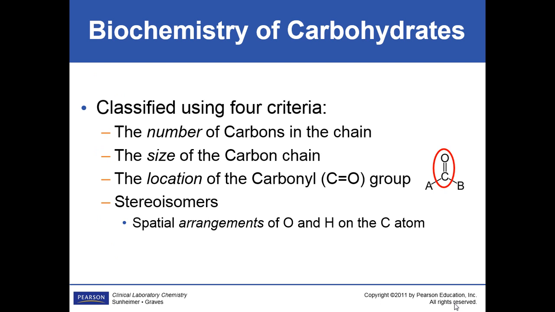We classify carbohydrates with 4 different criteria. First, the number of carbons in the chain, then the size, the location of this CO group called the carbonyl group, and that's what this is representing right here. So A and B are probably carbons with other things attached to them.